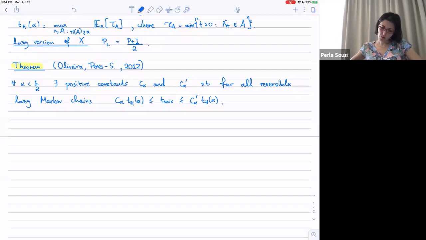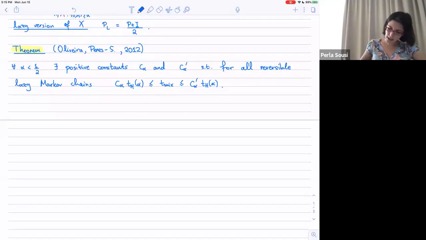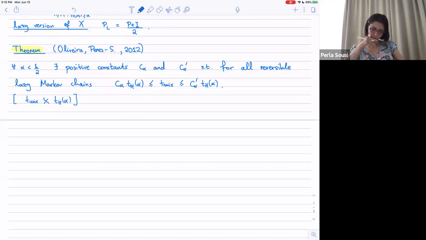Okay, so sometimes instead of writing that there exist positive constants C alpha and C alpha prime, I will also write t mix is, up to constants, t H of alpha, where up to constants means, depending on the context, that there exist universal constants so that for all Markov chains, or for all values of n, the constants are the same, so that t mix is upper bounded by one constant times the other quantity and lower bounded by the corresponding thing. And here these constants also depend on alpha.